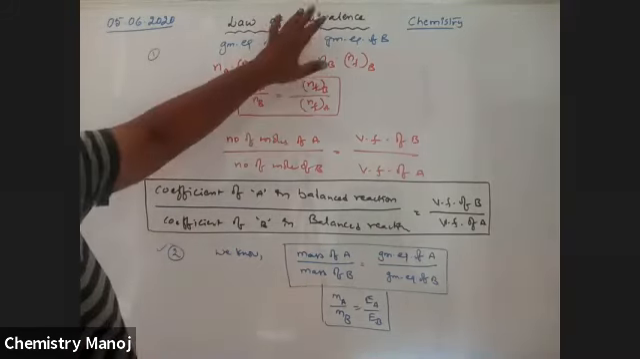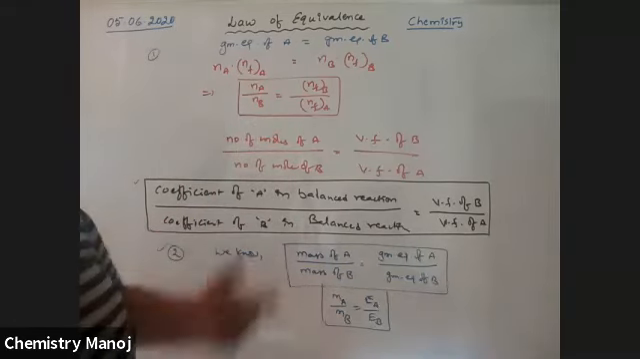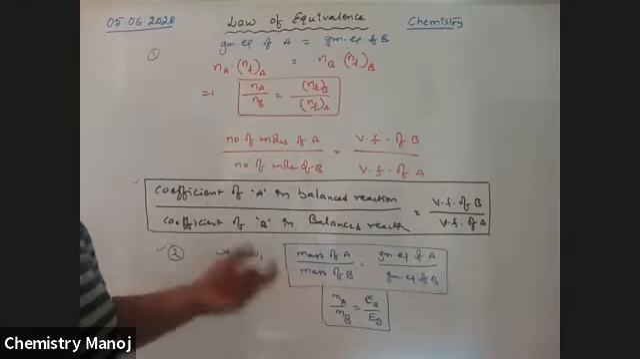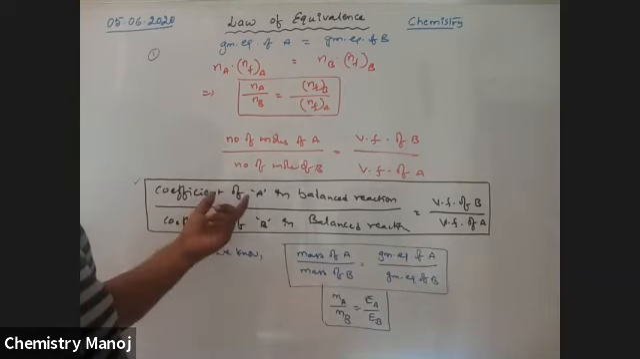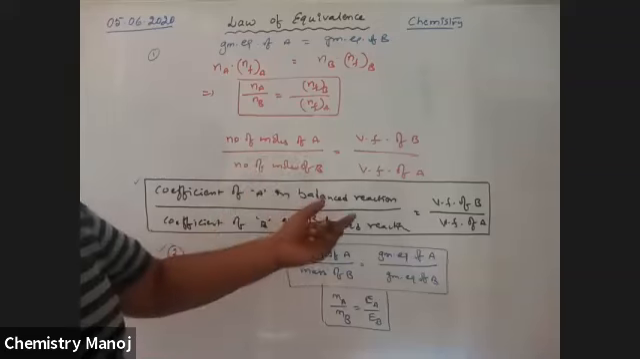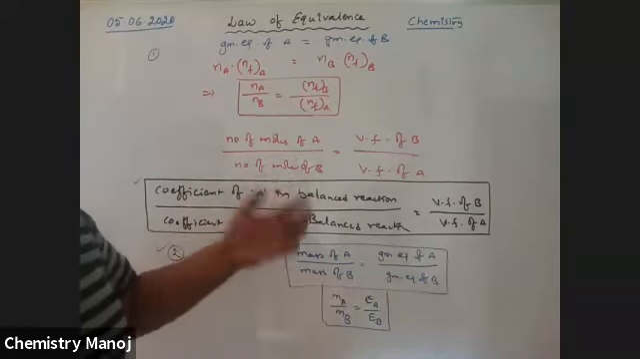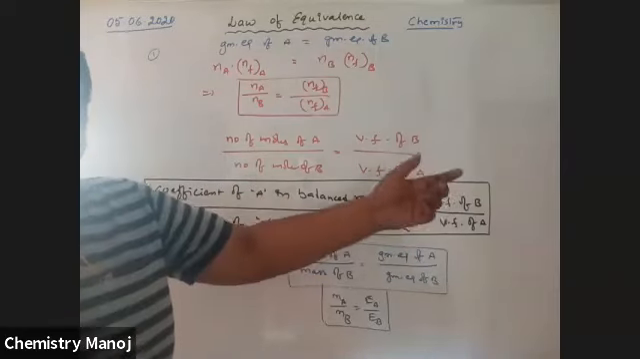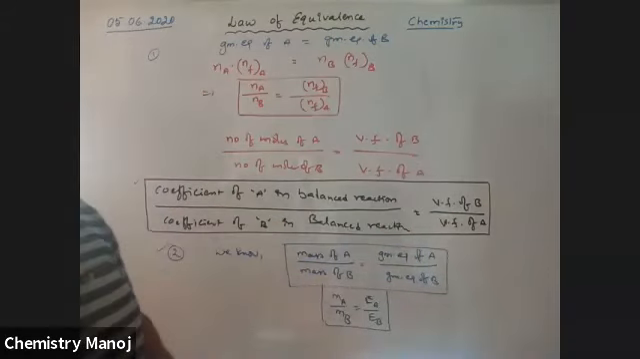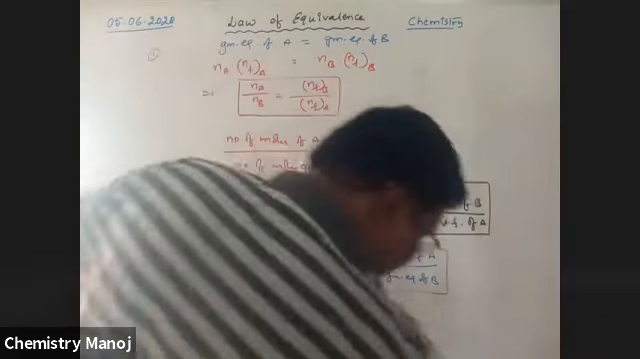The law of equivalence is nothing but this: whenever a chemical reaction occurs, either balanced or unbalanced, the gram equivalents of the reactants must be the same. That is the law of equivalence. So the equivalents of one reactant equal the equivalents of another reactant. If these two equivalents are equal, they react with each other, and automatically the products also form in their gram equivalents. Let us take one more example.